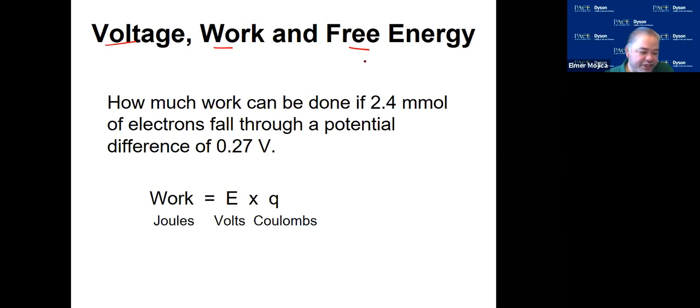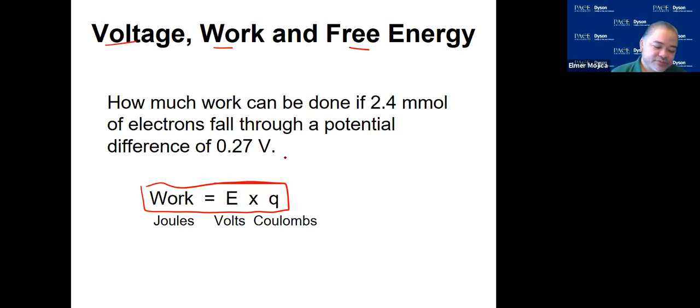And how do we define work? What's the basis that we have here for work? Work is just equal to the potential difference, or the voltage, times the charge. And you can be asked this question: how much work can be done if 2.4 millimoles of electrons fall through a potential difference of 0.27 volts? So let's look at voltage, work, and free energy.